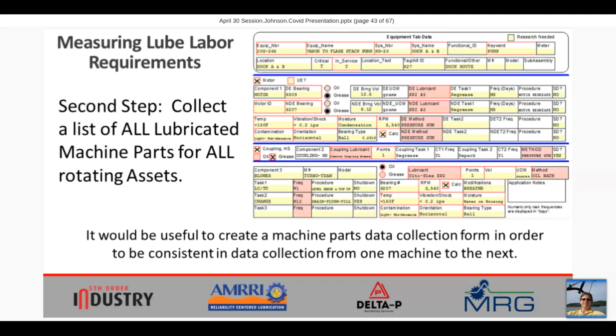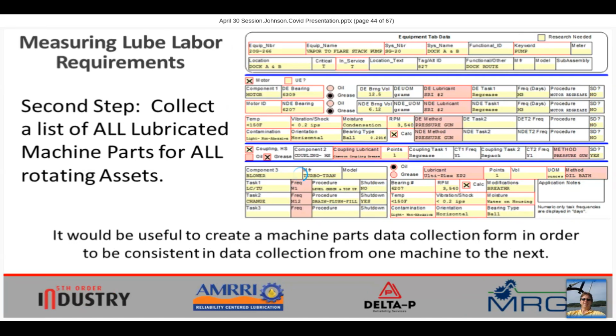Step 2, now that you know how much time you're going to allocate per task, you need to know how many tasks there are to be conducted at your plant site. So go out and collect a list of all of the lubricated machine parts for all of your rotating assets. For our part, this is very detail-oriented work, and we know that we need to keep our details very well organized. So we use forms like you see here. Once again, if you want to take a look at the form, please make a notation in the box you see at the end of the presentation. Be happy to send that to you.